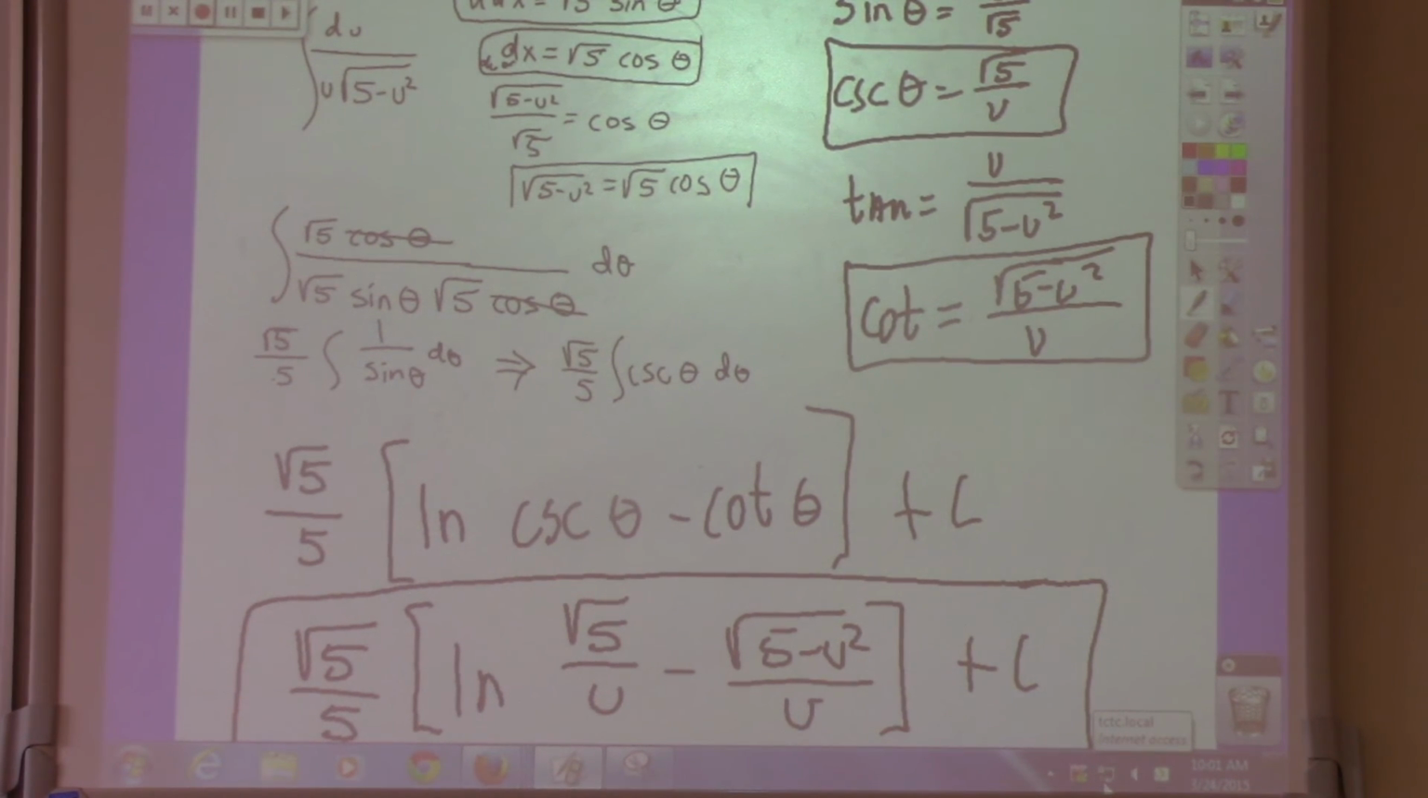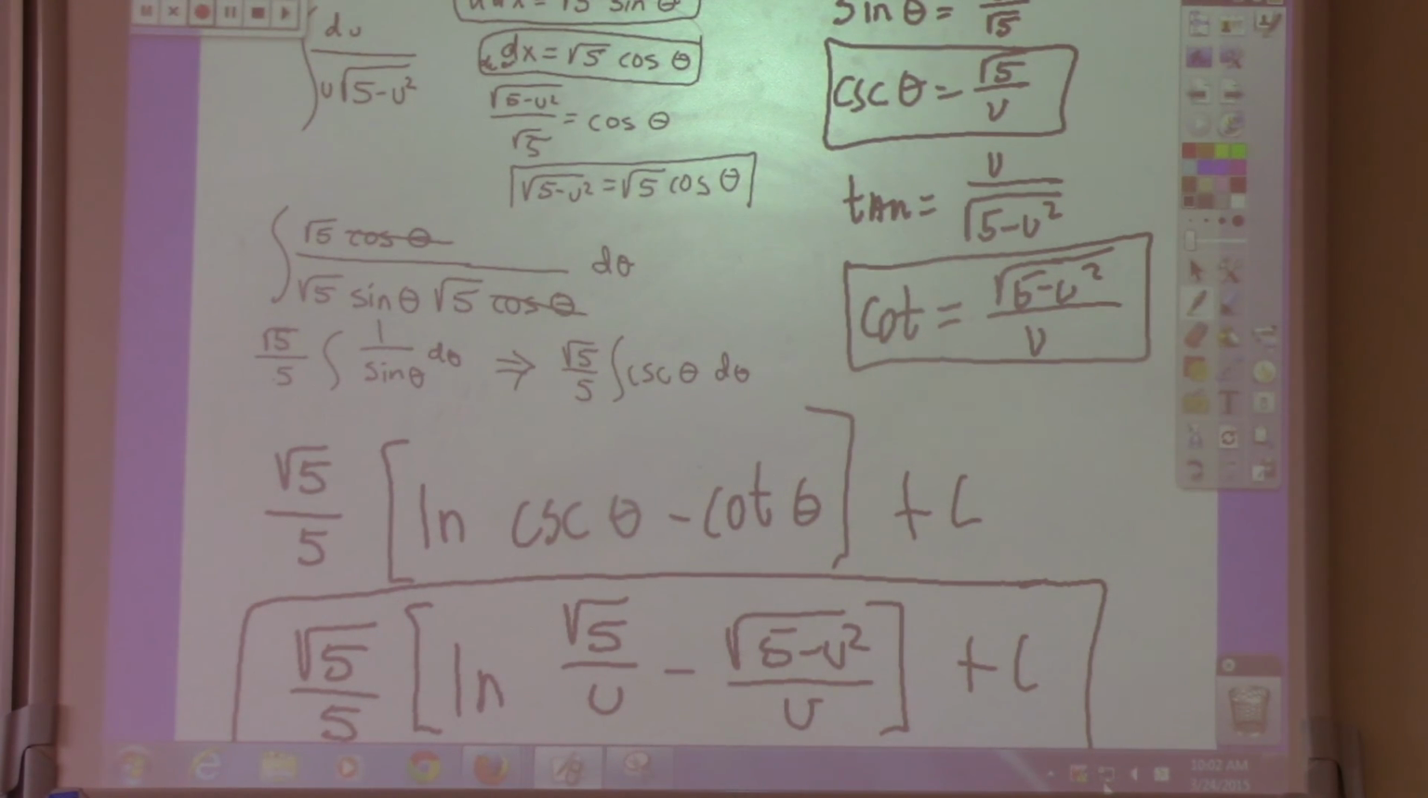So somebody help me out there. Where did I go wrong? du, what is du? du is 5 square root of 5 sine of theta over u. Oh, I'm sorry. du is square root of 5 cosine of theta. Square root of 5 sine of theta. When you canceled the cosine, did you not just cancel the square root of 5 cosine and the other square root of 5 cosine?